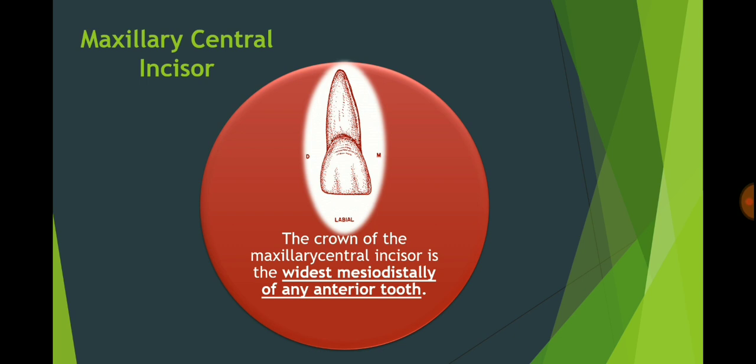Now the maxillary central incisor. The crown of the maxillary central incisor is the widest, measured mesiodistally, of any anterior teeth, including the canines. So of any anterior teeth, which tooth is widest mesial to distal? It's the maxillary central incisor. So this is high-yield stuff that you're supposed to know. I know I mentioned okay a lot, but that's just to make sure that you understand and keep paying attention to these lectures.